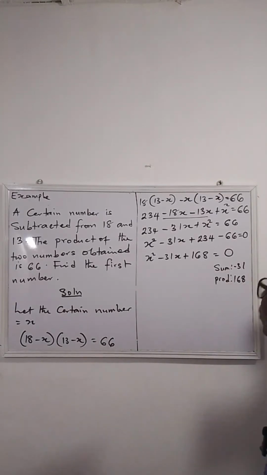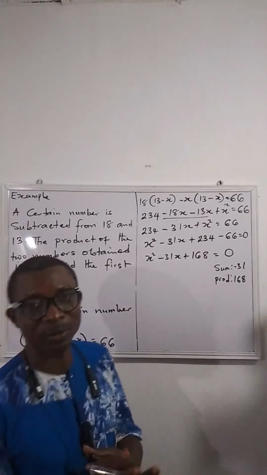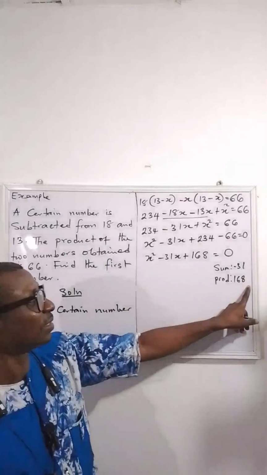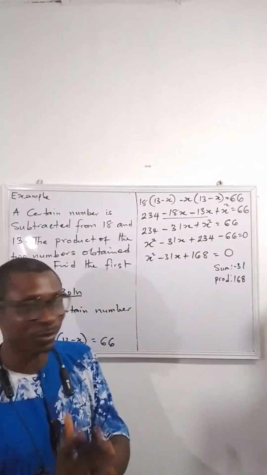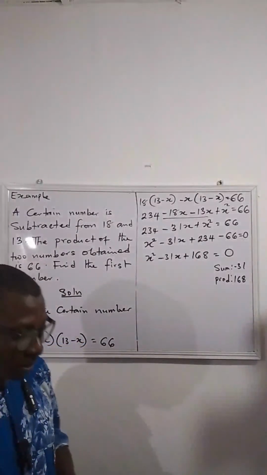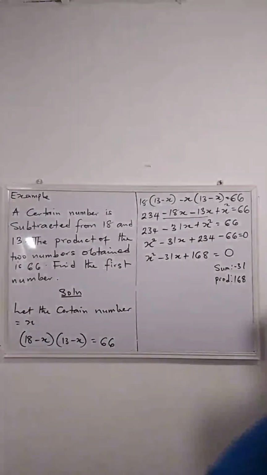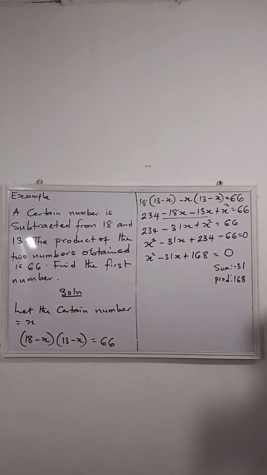Now give me two numbers such that when we multiply them together you have 168, and when you add the two numbers together you have minus 31. I want you to do that within 15 seconds. Tell me the answer. So what is it going to be? I'm waiting for your answer.